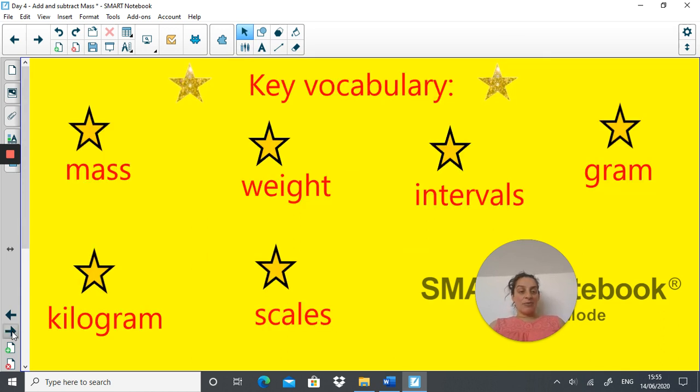And our key vocabulary is mass, weight, intervals, gram, scales, and kilogram. It's the same vocabulary we're using all week, and you should now know what all those words mean or how they're used in this context.